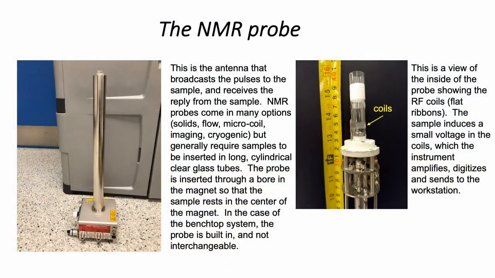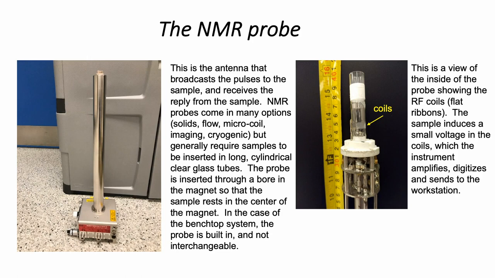To send the signal to the sample, the console generates all that signal, but it's got to be broadcast to your sample somehow. And so we think of the probe as the NMR antenna. So probes can come in a number of different formats. There can be probes for looking at solids, so you wouldn't even dissolve your sample in a liquid. There can be what are called flow probes, where you've got what we call a cell, but it's just a container that's a certain volume, and you pump your sample up through a tube into that cell, analyze it, and then you pump it out.